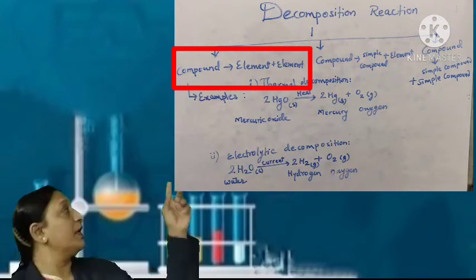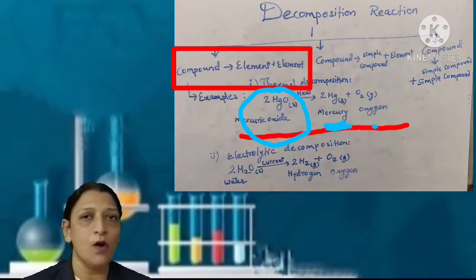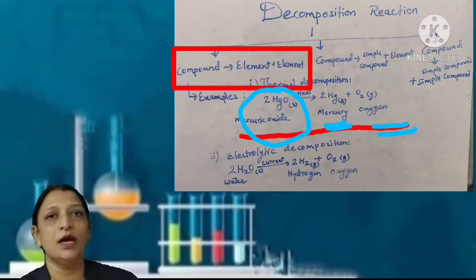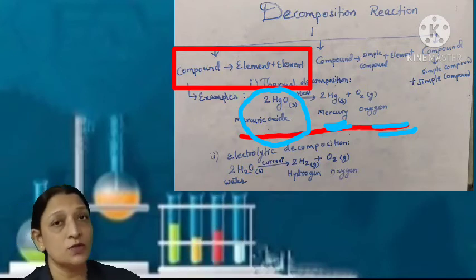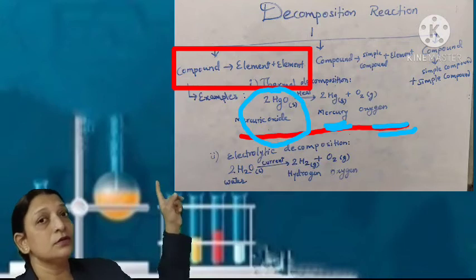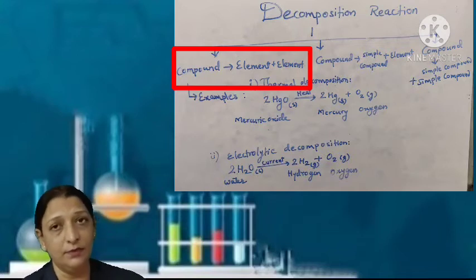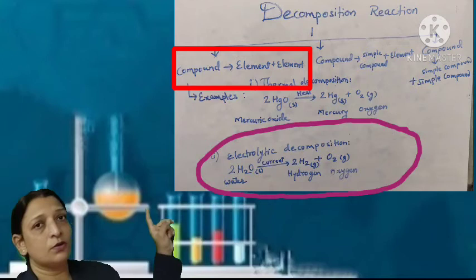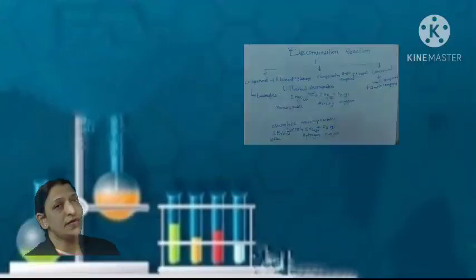For example, mercuric oxide, when it is heated, breaks down into mercury and oxygen. 2HgO gives 2Hg and O2. Here, mercuric oxide is a solid and gives mercury solid and oxygen gas. Next example, when water is decomposed electrolytically, it gives hydrogen and oxygen. Water is liquid and it gives hydrogen and oxygen gases.